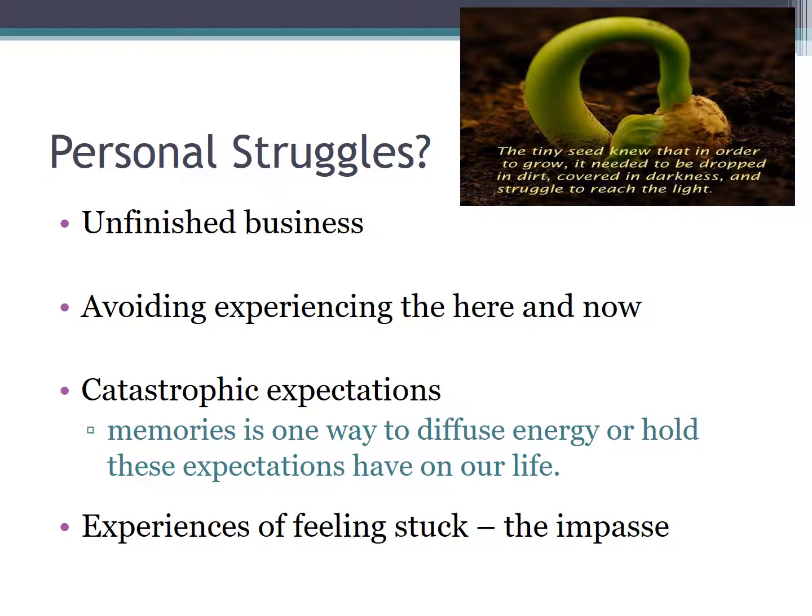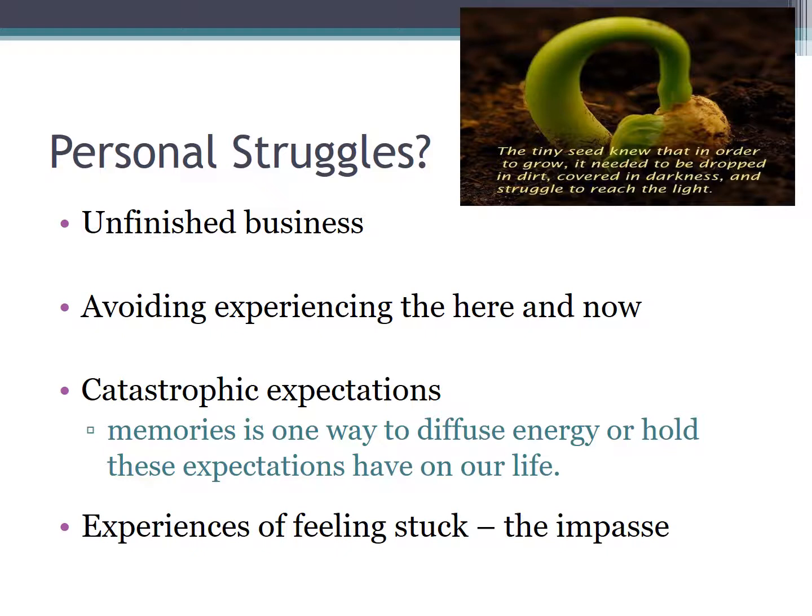First thing we're looking at is unfinished business, which we'll talk about in more detail in the next slide. They're avoiding, this could be a struggle, avoiding experiencing the here and now. Or catastrophic expectations. Memories is one way to diffuse energy or hold these expectations that they have on our lives.